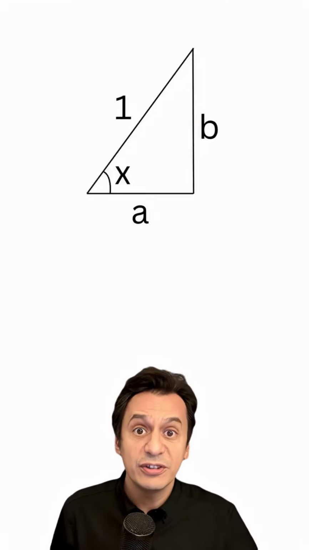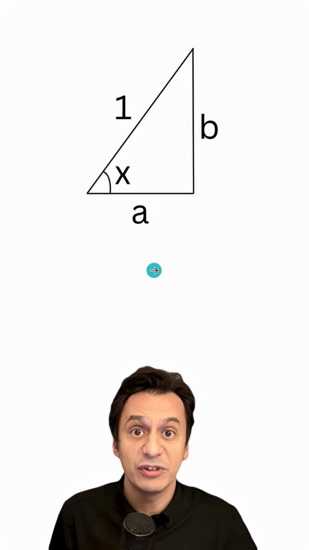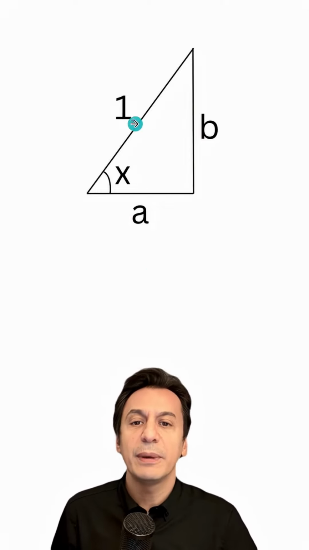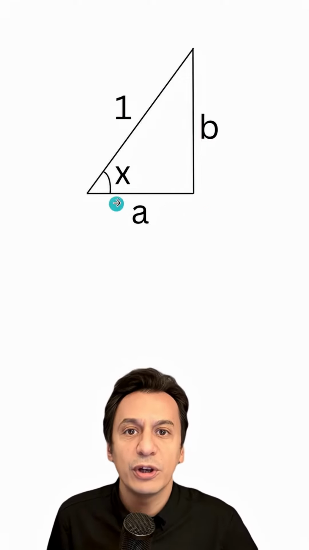In order to understand the unit circle, we first need to talk about the benefits of a right triangle with a hypotenuse of 1. Here I took a right triangle. I made its hypotenuse 1. I called the two perpendicular sides A and B. I also called the angle that the hypotenuse makes with the horizontal x.